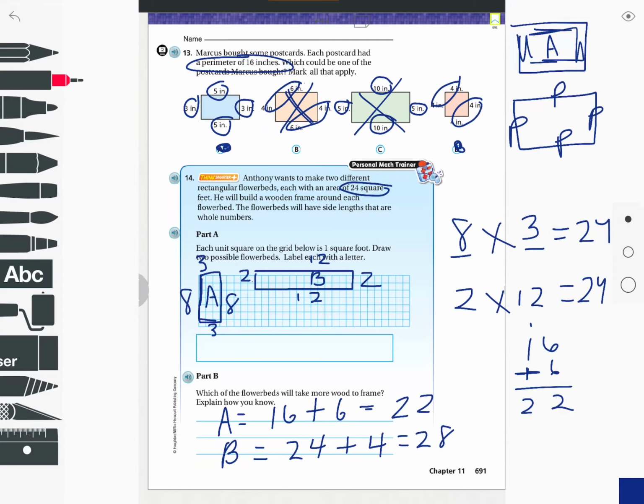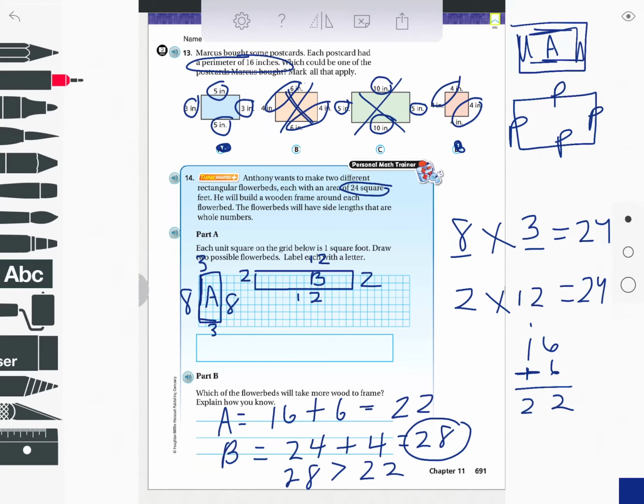So it says, which will take more to frame? It's obviously going to be B, because 28 is greater than 22. So B, this is mine. Actually, yours probably will be a little bit different, but this is my answer. Your answer may be different, but whichever has the larger perimeter is the one that will take more to frame. All right, let's try the next page.